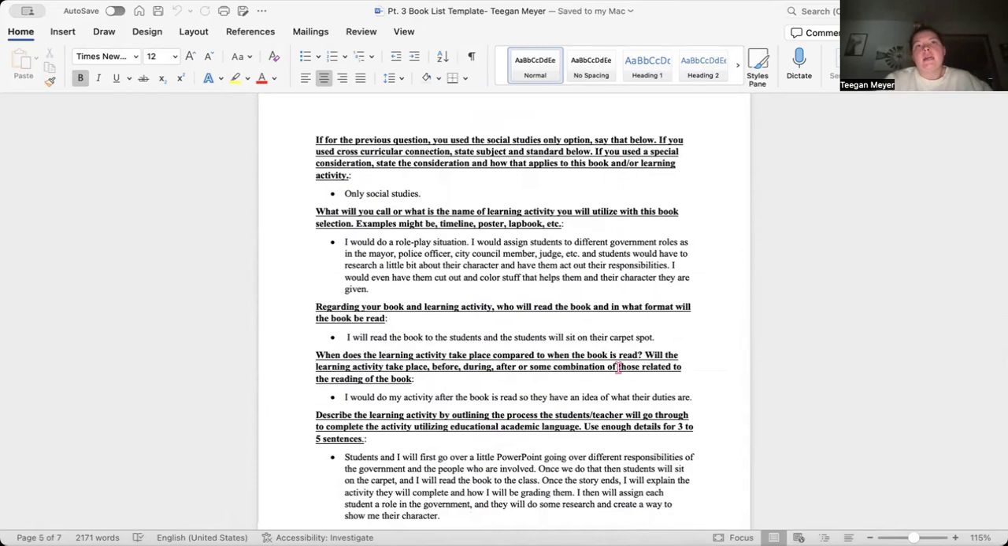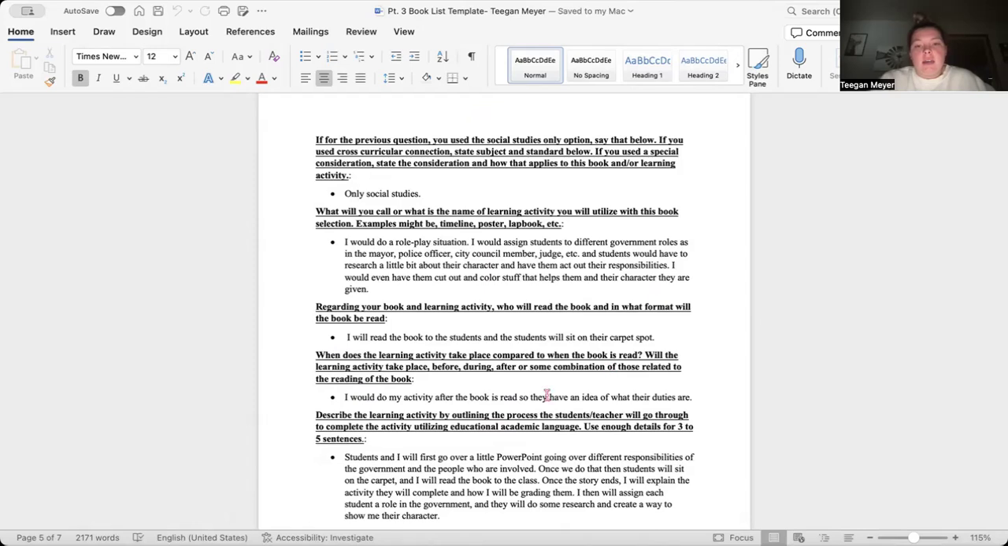For this activity, for this book, I chose to do sort of a role play situation. I would assign students to different government roles. So one student can be the mayor, another student can be a police officer, the other student can be a city council member, the other student can be a judge. And the students would have to do a little bit of research about who their character is, and then they would have to act out their responsibility in front of the class.